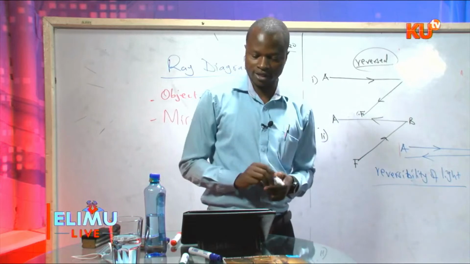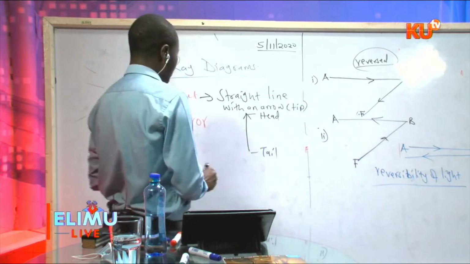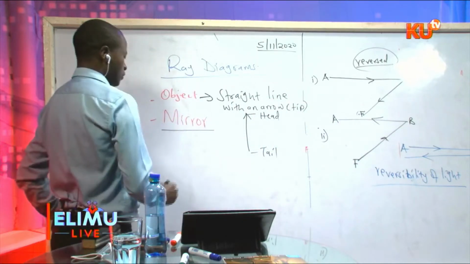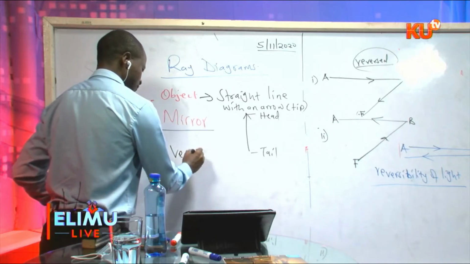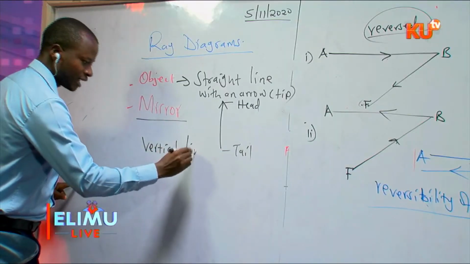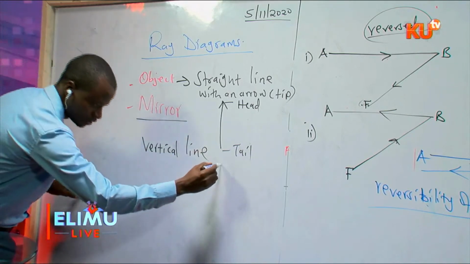Then how do we show which type of mirror this is? So for a mirror, we shall also use a vertical line to show the mirror, so like this.